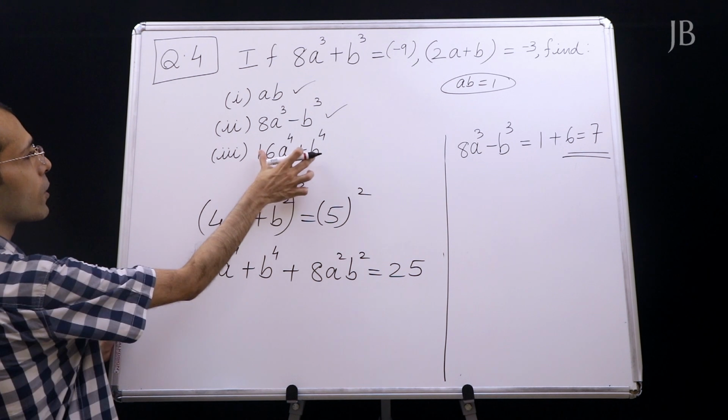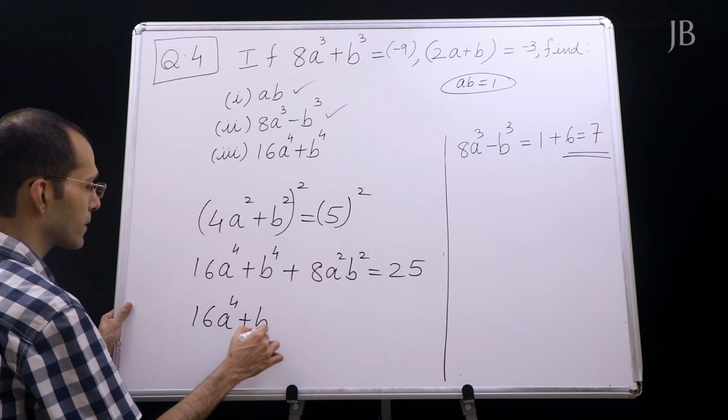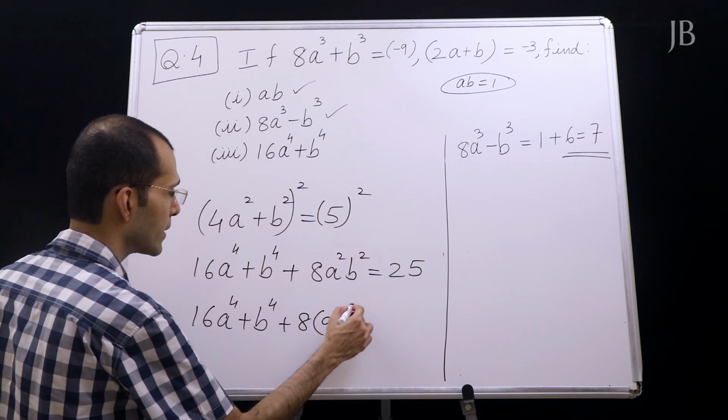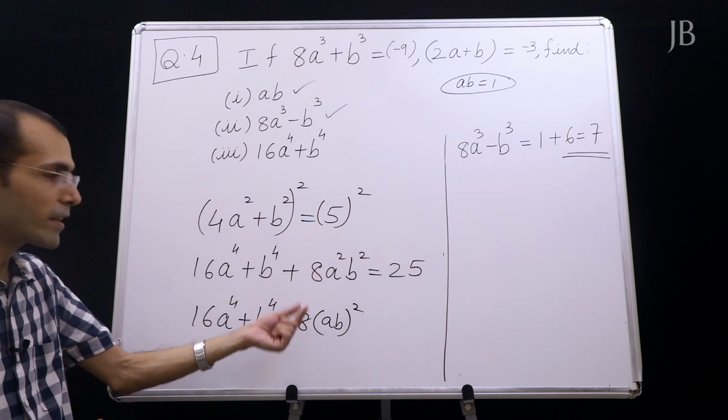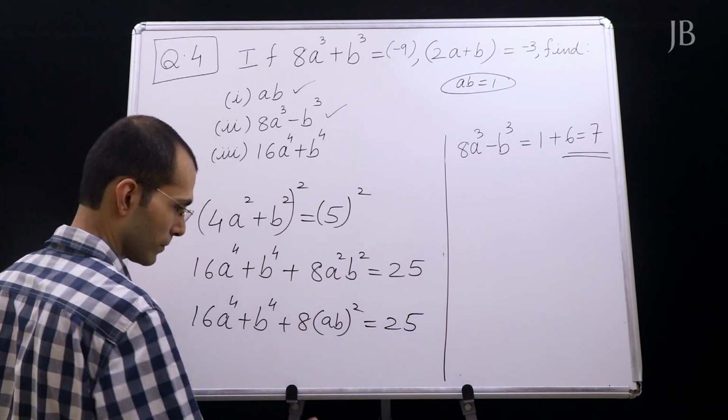Now this is what we want. So keep this as it is, 16a raised to 4 plus b raised to 4. This you can write as ab the whole square. A square b square we can write as ab the whole square is equaling 25.